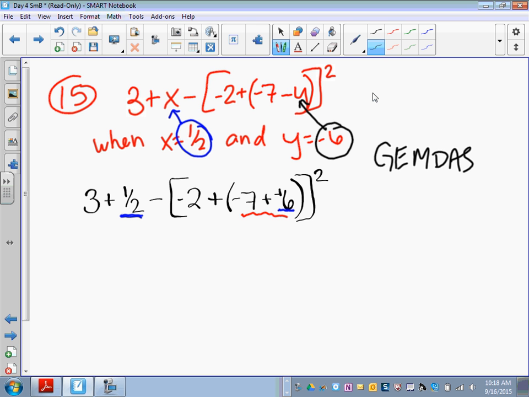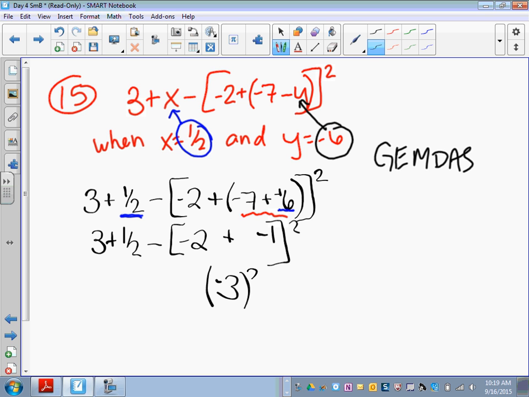So we have -7 plus a +6. What does that give us? -7 plus +6. -1. Thank you! -1. Okay, so let's go ahead and fill in the rest of our information here. So I have 3 plus 1/2 minus -2 plus, instead of this entire quantity here, we have just -1 squared. Okay, let's go ahead and still simplify what's inside our parentheses. -2 plus -1 gives us? Good, -3. Thank you, Naman.